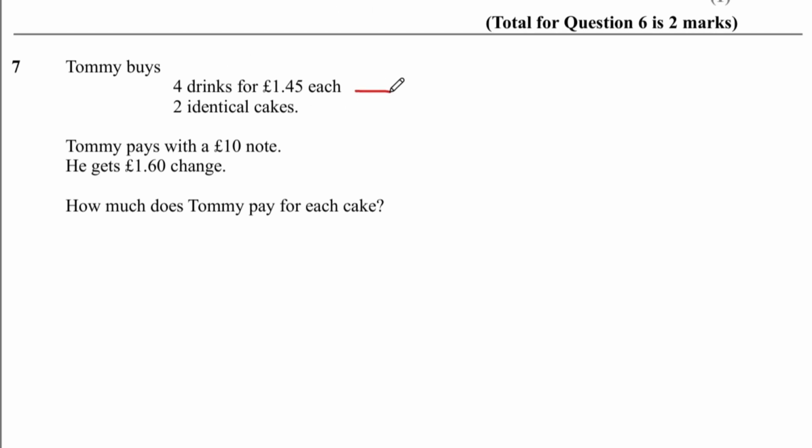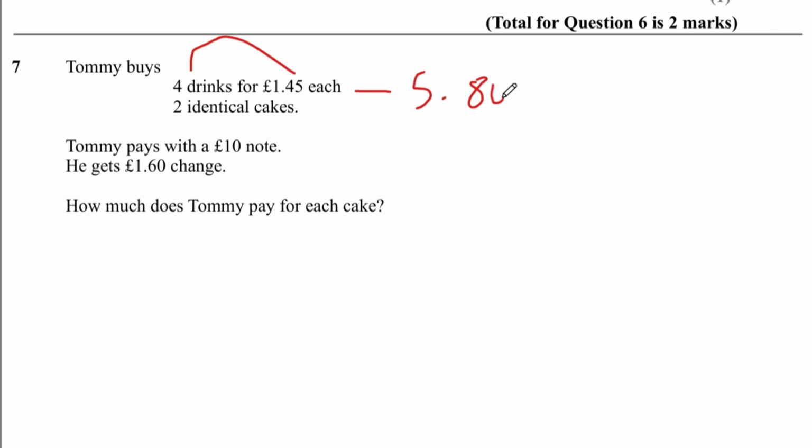4 drinks for 1.45 each. So to get the total of the drinks, you take 1.45 times 4. Each drink is 1.45. So 4 drinks, 1.45 times 4. That will give you 5.80.